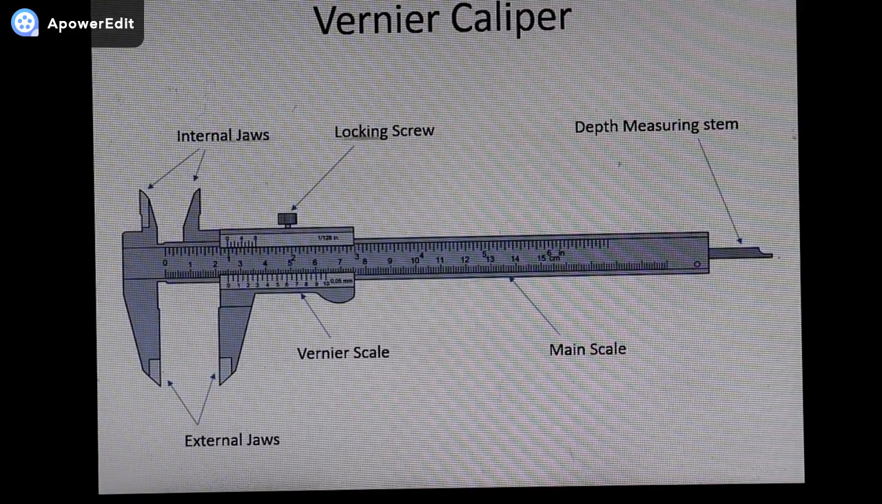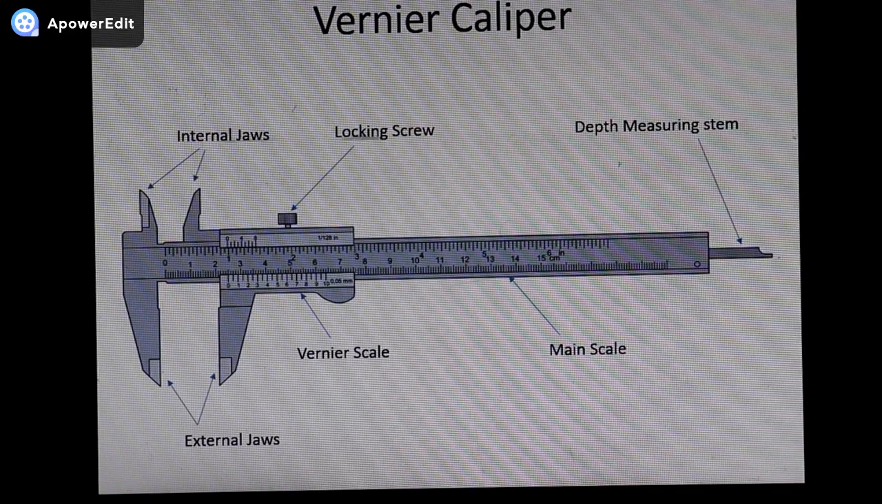So this figure shows the labeled diagram of the vernier caliper. The vernier caliper has two jaws at the lower side called external jaws. Two jaws on the upper side are called internal jaws, used for measuring the internal diameter of the component. Then the depth measuring stem is on the extreme end, you can see it is on the back side of the vernier caliper main scale. This is the main scale and this one is the vernier scale, which can slide on the main scale.